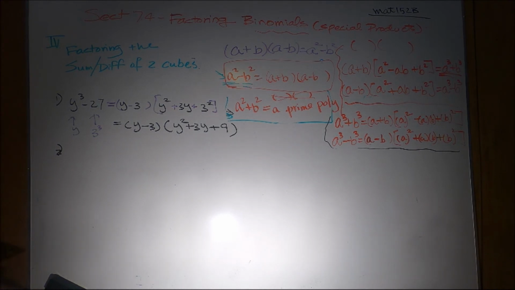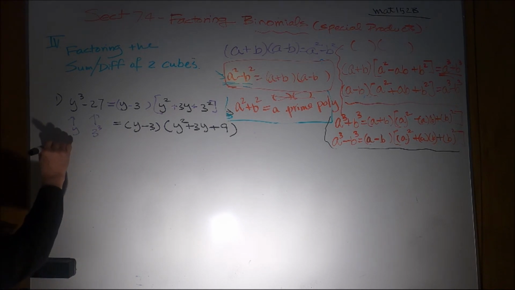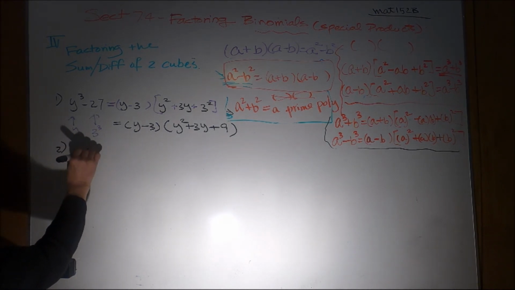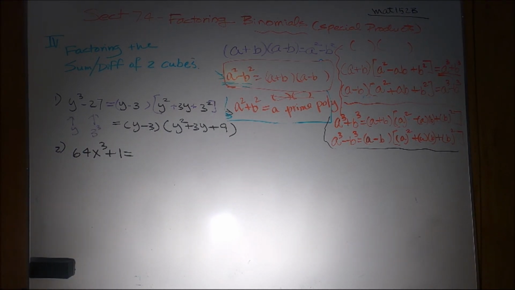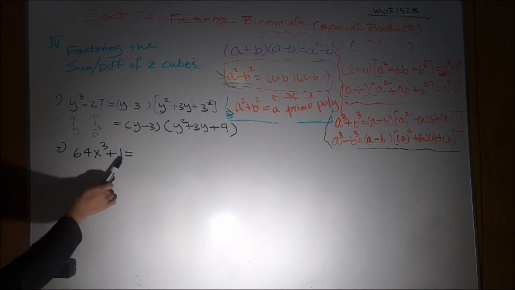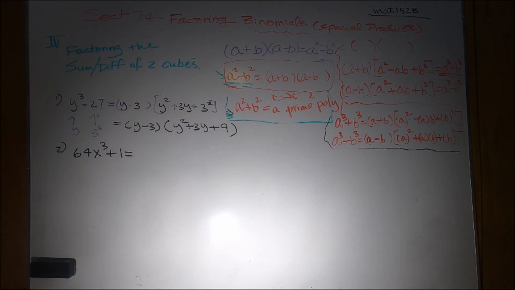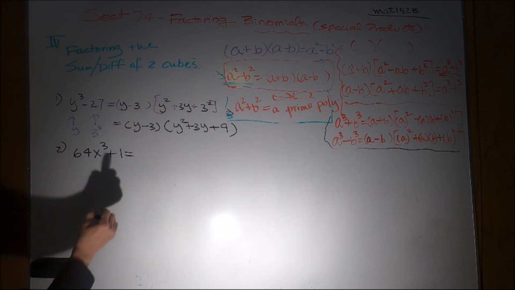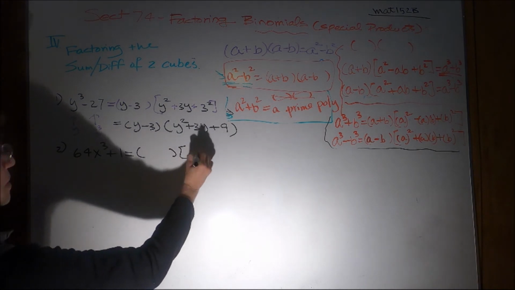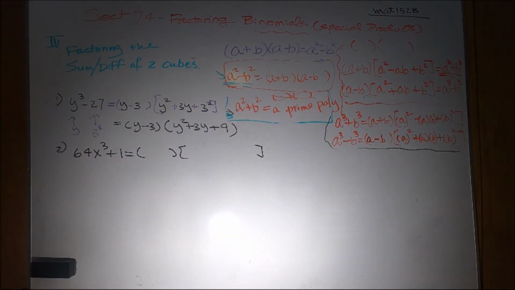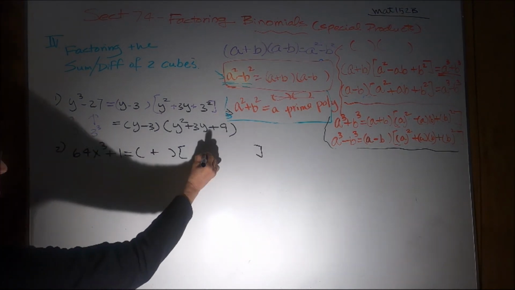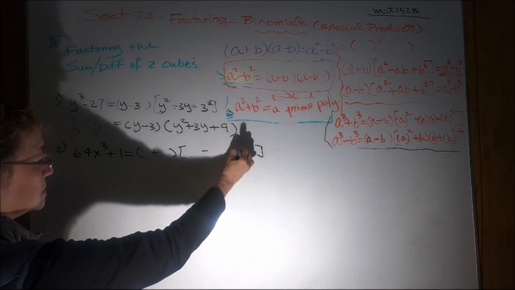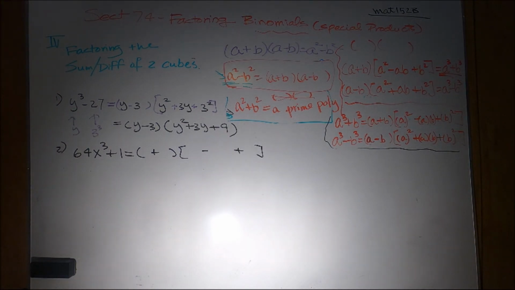Let's look at the second one. So we have 64x cubed plus 1. Do we have perfect cubes? The sum of two cubes, right? So you should write it this way. The sign would be what? Plus here, minus here, and plus here, right?